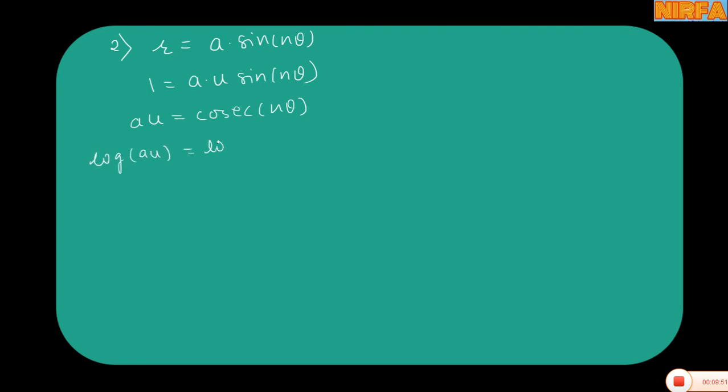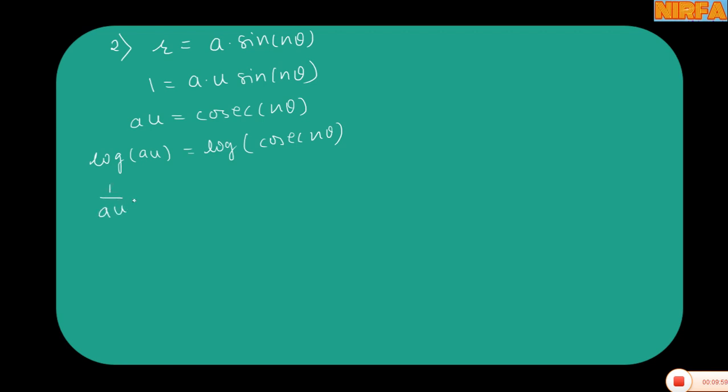That is, r is equal to a into sine of n theta. Put r is equal to 1 by u, so we'll get 1 is equal to a into u sine of n theta. So we can rewrite this expression as au is equal to, transferring this sine to this side, 1 upon sine n theta, which is nothing but cosec n theta. Now take a log on both sides. Log of au is equal to log of cosec n theta.